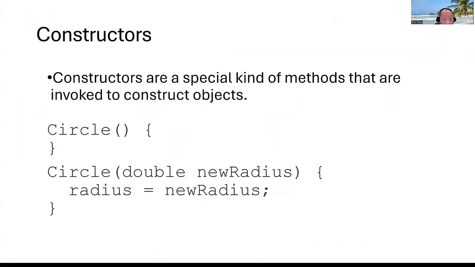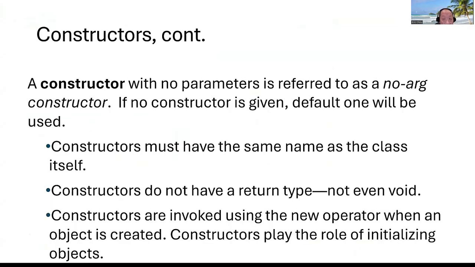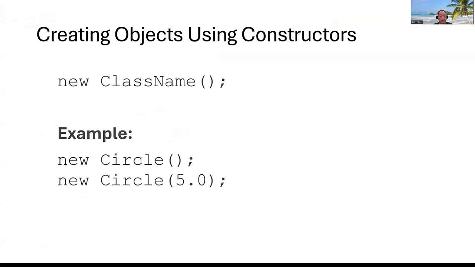You may have a no argument constructor, a one argument constructor. So the one without parameters is usually called the no argument constructor, and constructors may have the same name but different parameter lists. And so you use new and the class name to create an object. So new Circle or new Circle 5.0, they are called different constructors.